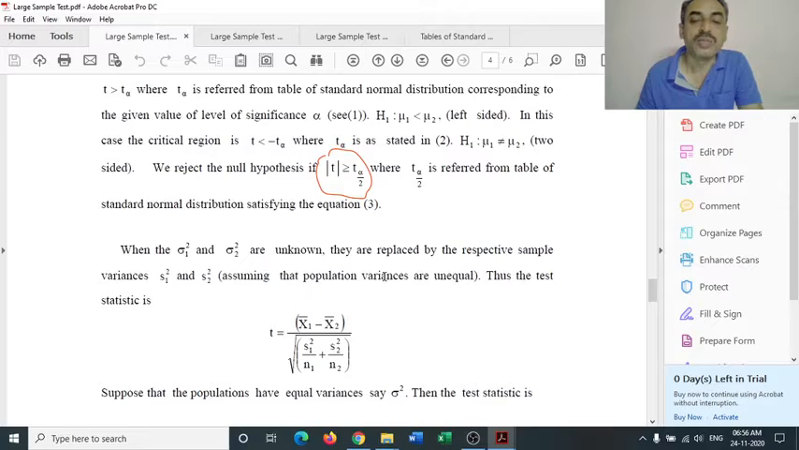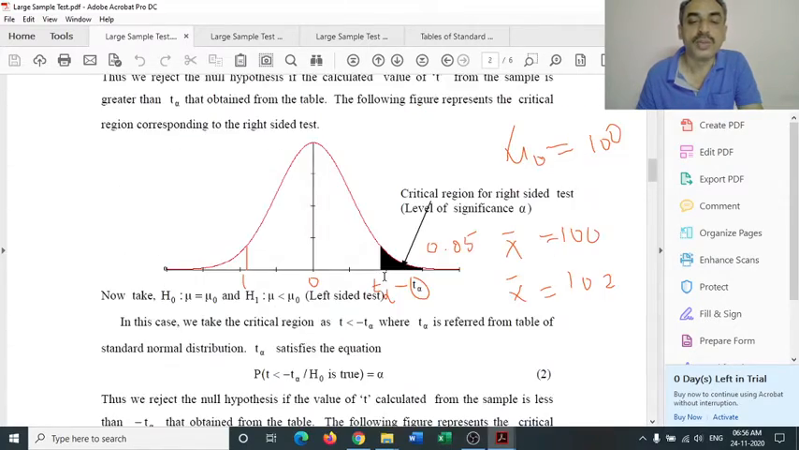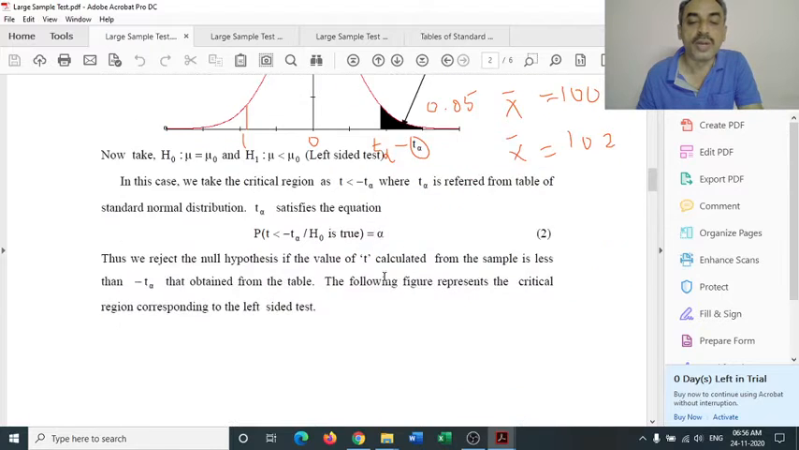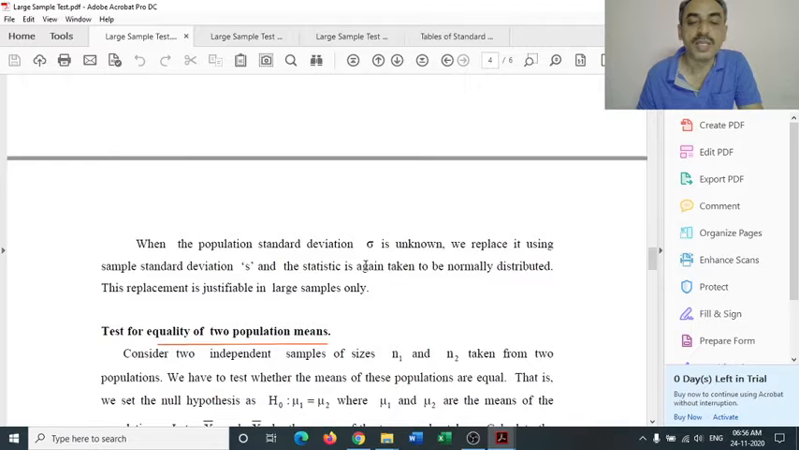And now we assume that the standard deviations of the populations are known. So in the first case, sigma known. If at all sigma is unknown, we will replace it by S. Here sigma is unknown, we replace it using the sample standard deviation, and the statistic is again normally distributed. So this replacing of sigma by S is valid only when the sample is large.